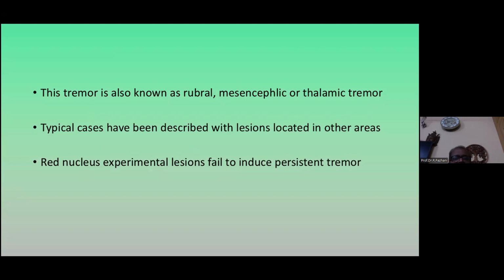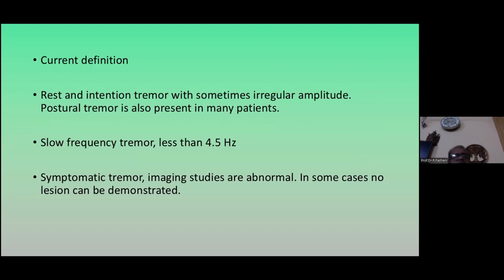Red nucleus experimental lesions fail to induce persistent tremor. In a laboratory setup, the red nucleus experimental lesions fail to induce a persistent tremor. So the lesion is not necessarily in the red nucleus to manifest as the pattern we described before as a red nucleus tremor. The current definition is rest and intention. Holmes tremor is basically a rest and intention tremor with sometimes irregular amplitude.